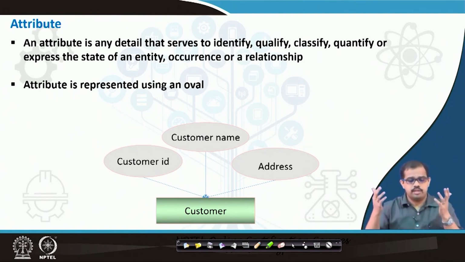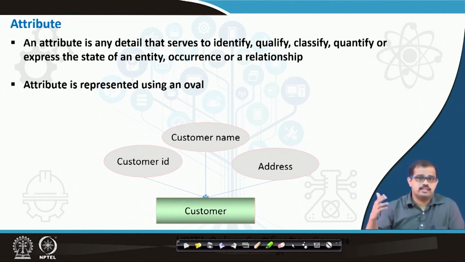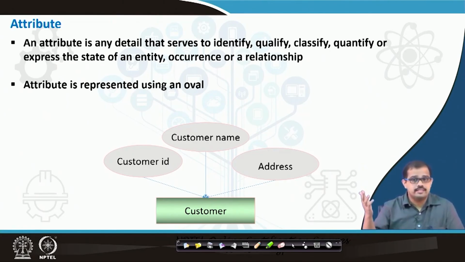When I say attribute information, this can be any detail. It depends on what kind of system, what kind of user, what kind of instance you are trying to use a particular database for. It can be any detail that serves to identify, qualify, quantify, classify or express the state of an entity. So, the entity is a very important aspect.